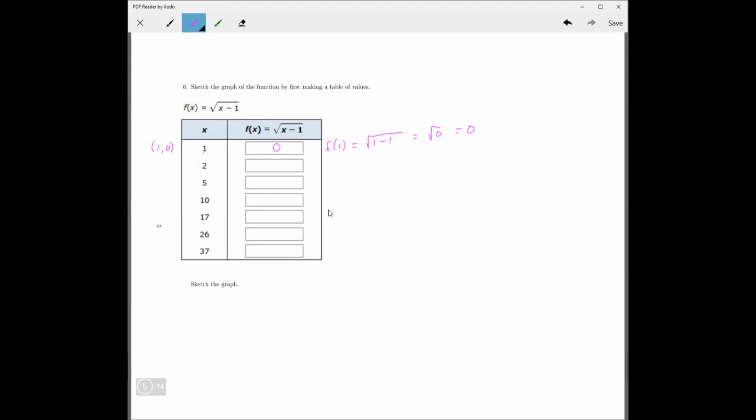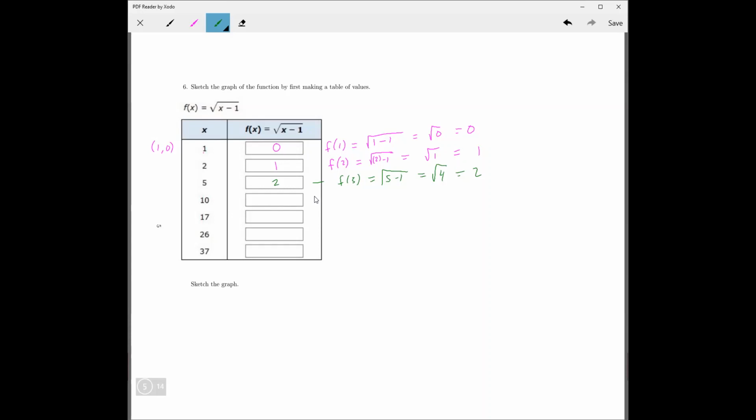And another thing, it's probably best to calculate a few of these before we start doing the graph, because then you know where to draw the graph to utilize your space best. Okay, so here this is a 2, so we're going to put a 2 in there. 2 minus 1 is 1, and the square root of 1 is 1. And this next one is f of 5. You get the square root of 5 minus 1, which is the square root of 4, which is 2.